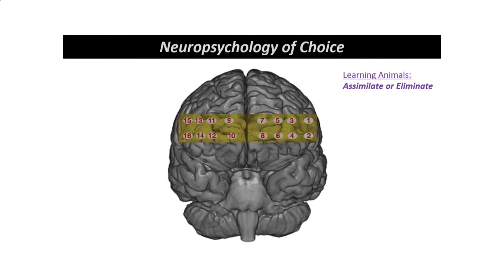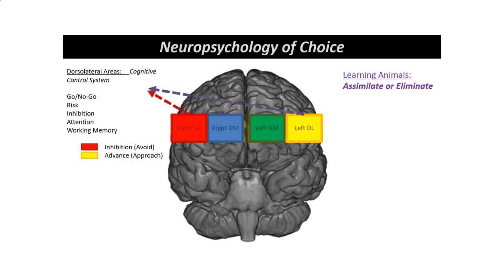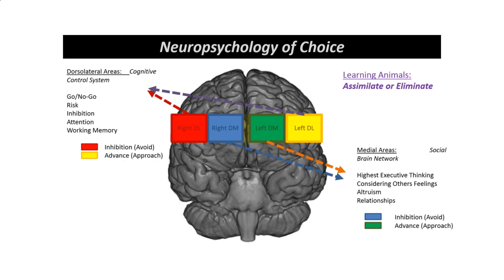Our prefrontal cortex is a very complex calculator to help us make those decisions. There are 4 different areas of the prefrontal cortex. The right and left dorsolateral areas of the prefrontal cortex are called the cognitive control system. The right dorsomedial and left dorsomedial, here in blue and green, are called the social brain network.